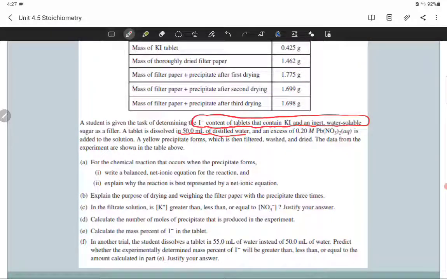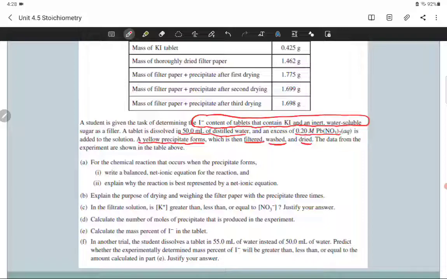and then we have a 0.2 molar lead nitrate solution added. The reason that is added is so you can form a precipitate. The precipitate is filtered, washed, dried.